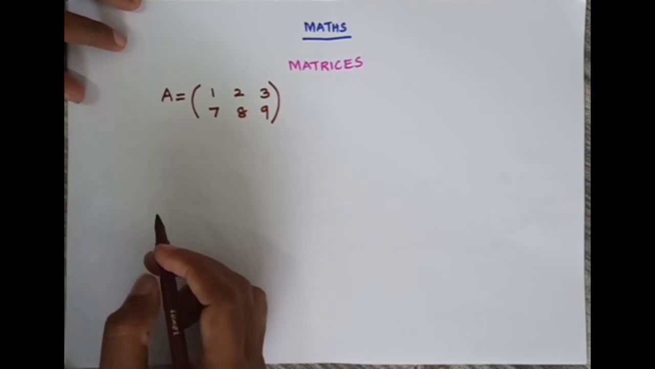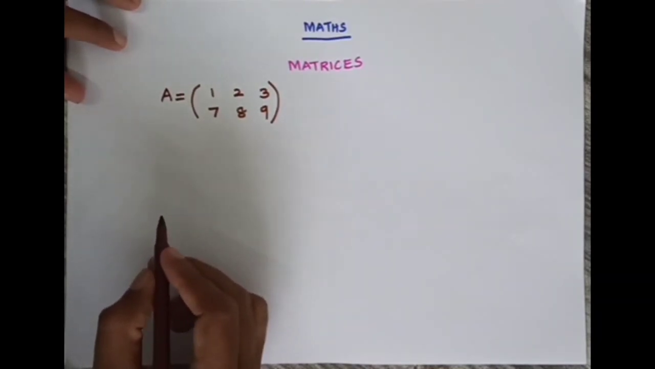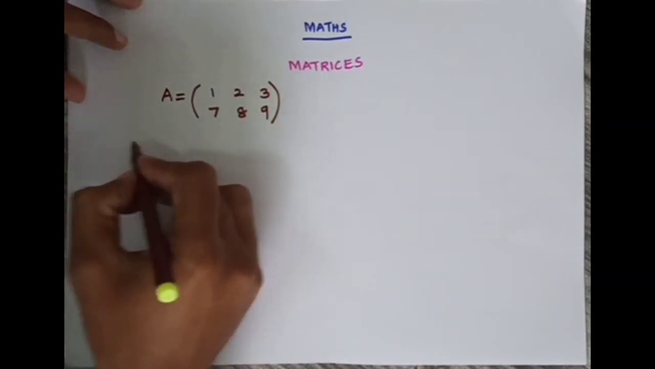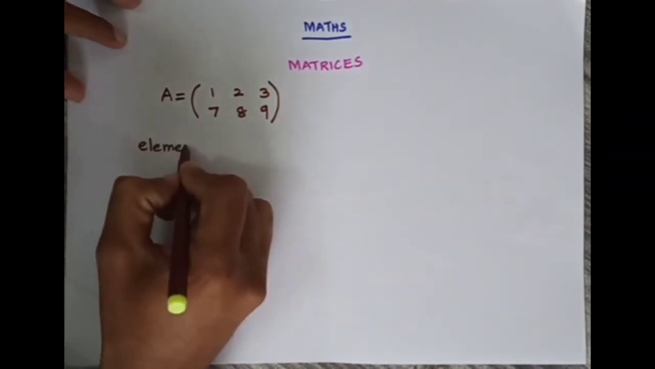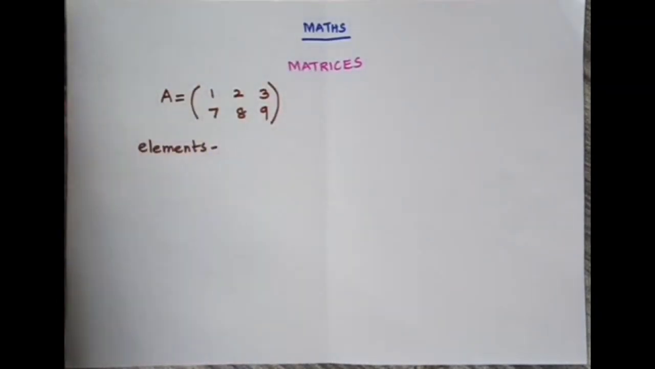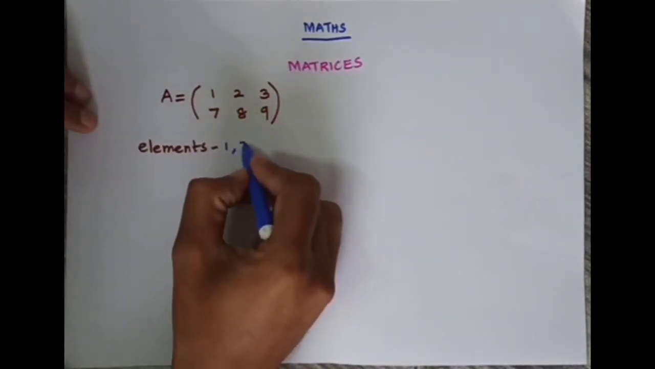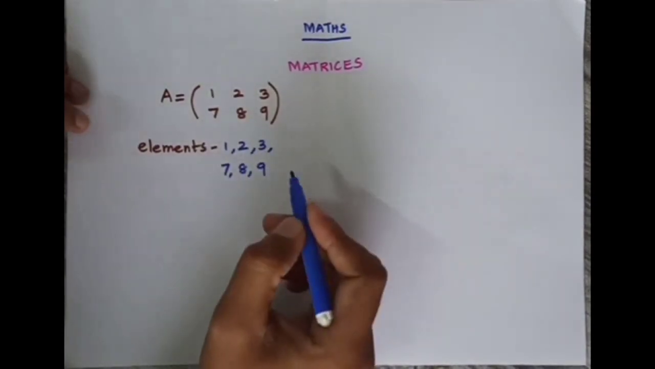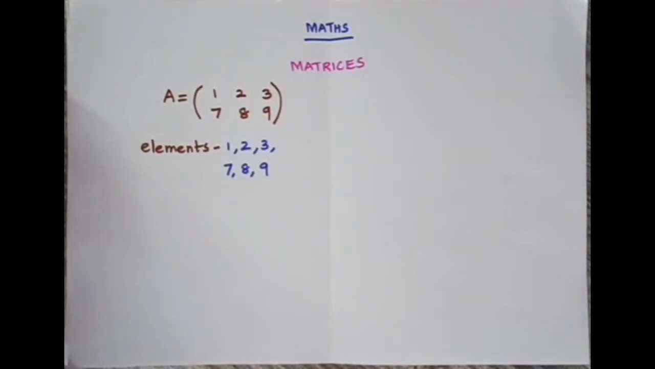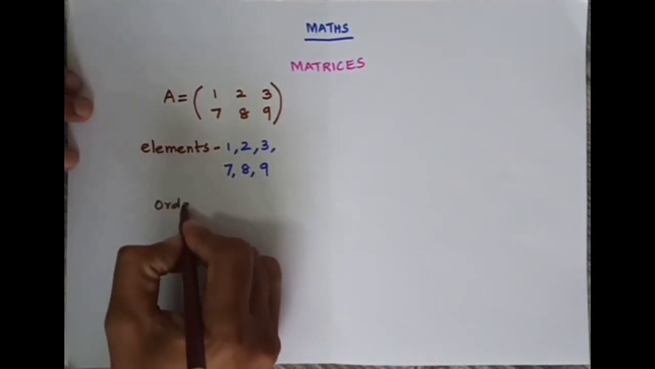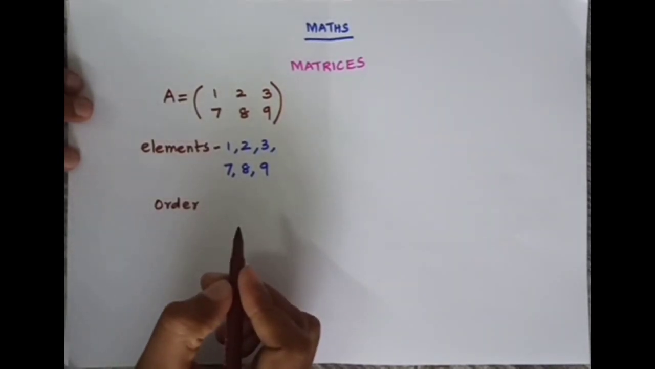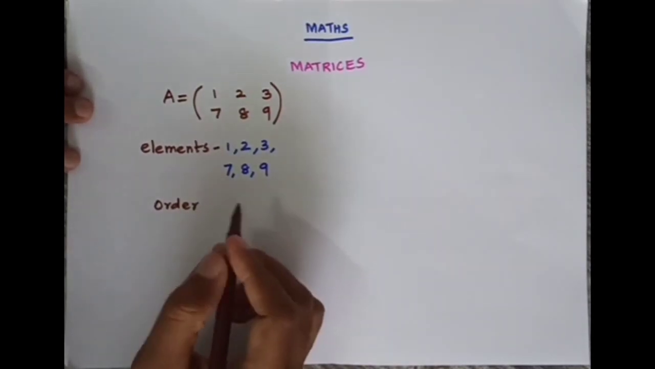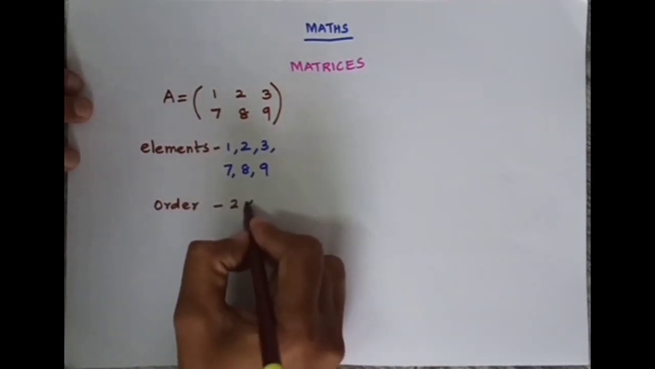First, what are the elements in the matrix? This matrix has 6 elements. So, elements are 1, 2, 3, 7, 8 and 9. Second, order of the matrix. This matrix has 2 rows and 3 columns. So, order 2 by 3.